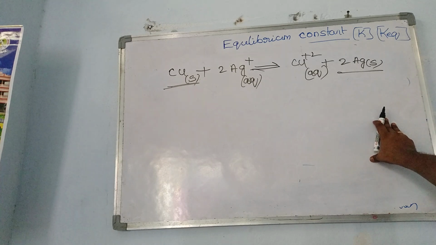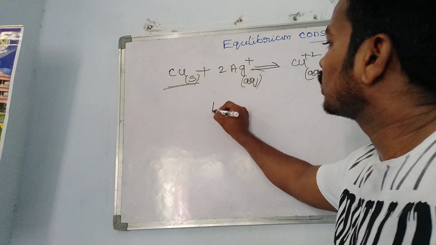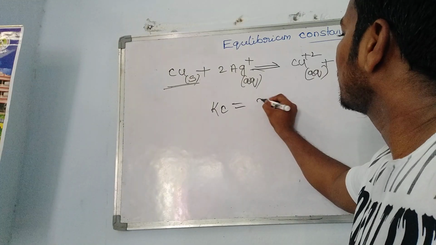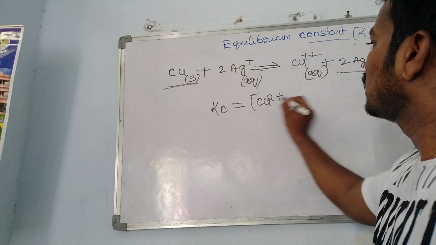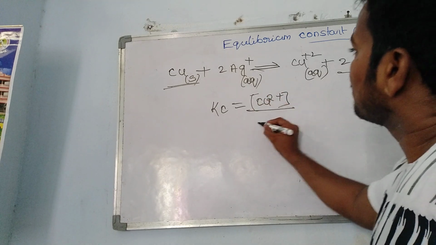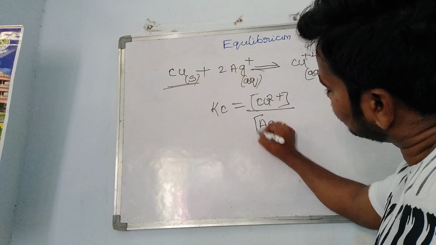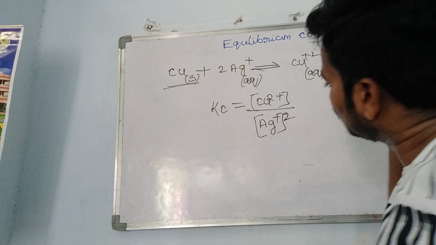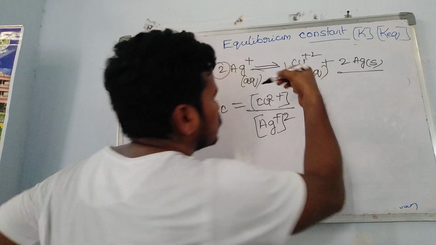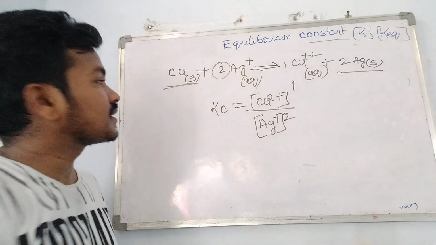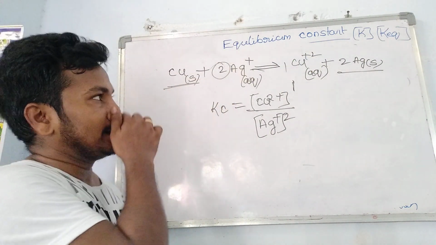See here, aqueous is there, solid is there. So how can you write the equilibrium expression Kc? Cu2 plus upon Ag plus 2, because the active mass is 2 here for Ag plus, and for Cu nothing is there, so you keep 1. So this is the expression for the equilibrium constant.